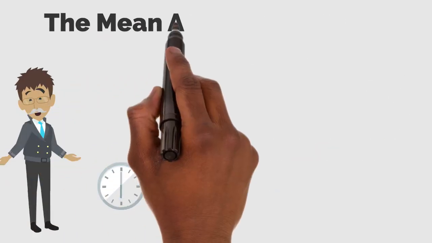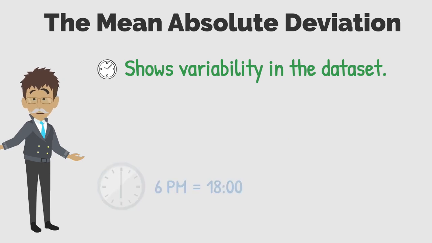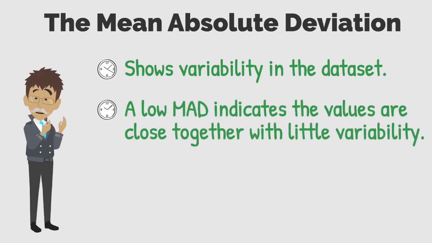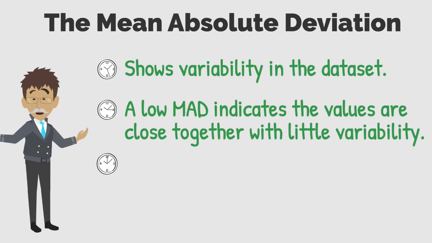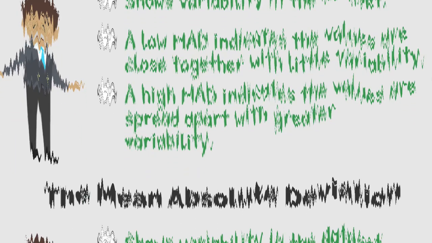The MAD, or mean absolute deviation, shows the amount of variability in the dataset. A low MAD indicates that the values are close together and show little variability. A high MAD indicates that the values are spread apart and have greater variability.